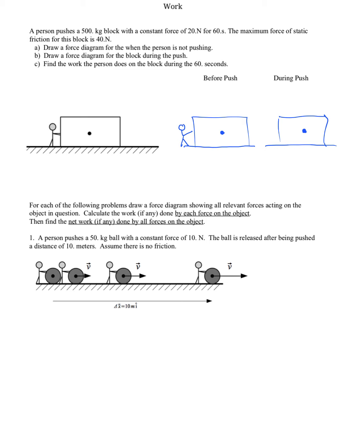Let's do a few examples of calculating work. This person's going to push on a 500 kilogram block with a force of 20 newtons for 60 seconds. Now, before the person contacts the block, the only forces involved would be a weight for the block and a normal force from the ground. And those two things would be equal and opposite. There's no friction yet because the person isn't pushing.